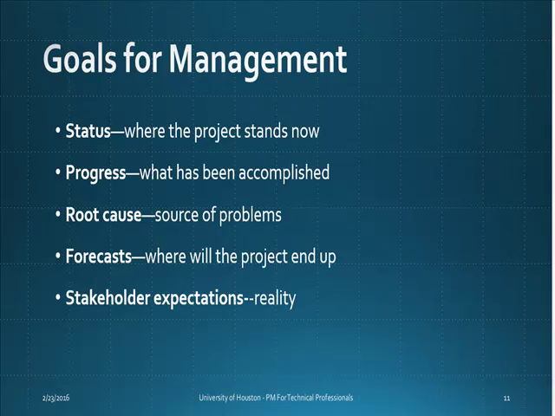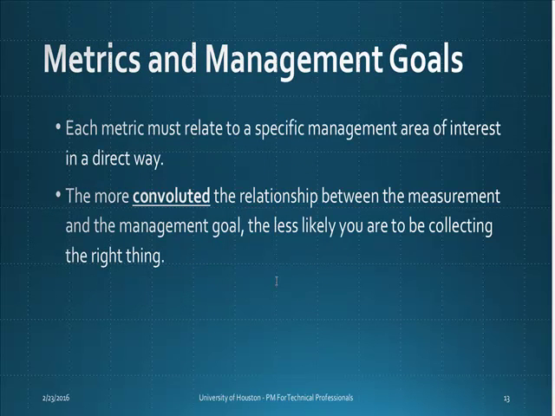So how are we going to connect all those metrics to management goals? Each metric that we propose in project management will have to relate to a specific management area of interest in a direct way, which means you have to have a reason why you need to use these metrics. You need to justify it, not just because you want to use them, but because there is a specific management area of interest that you're trying to address. If you do not, which is the next bullet point, then you are likely going to collect some information that is not the right thing, right?